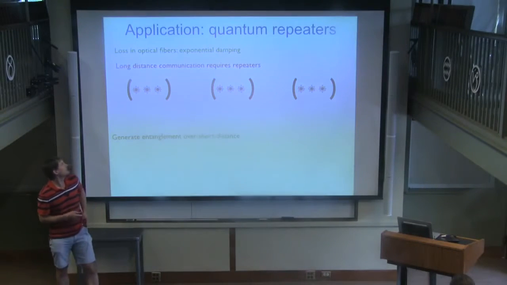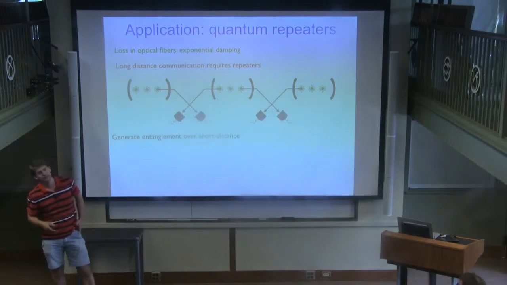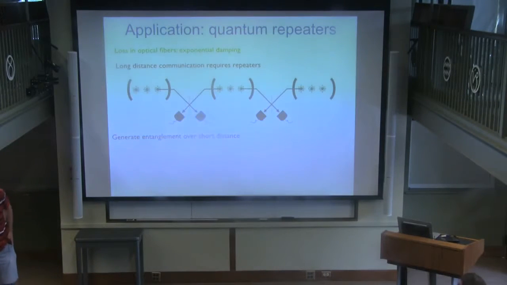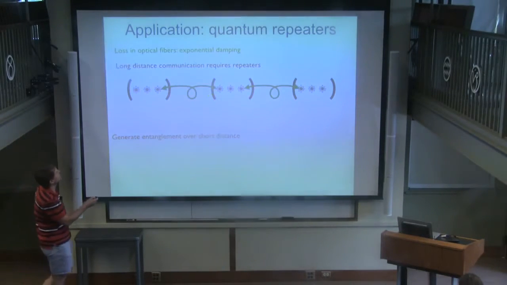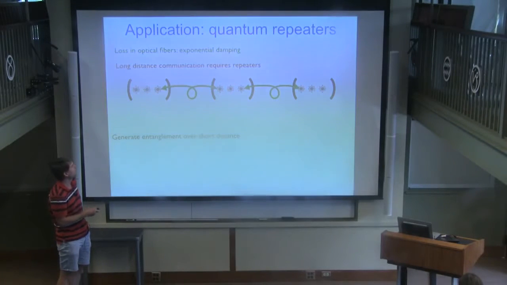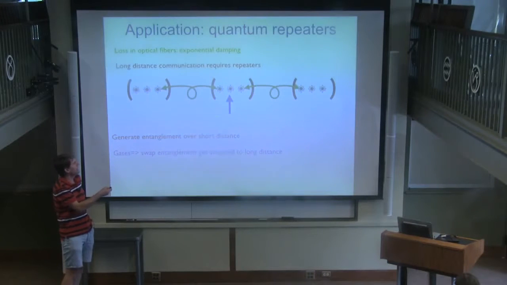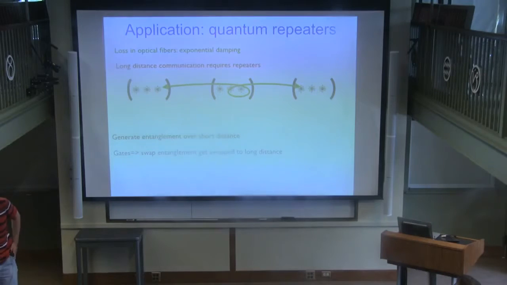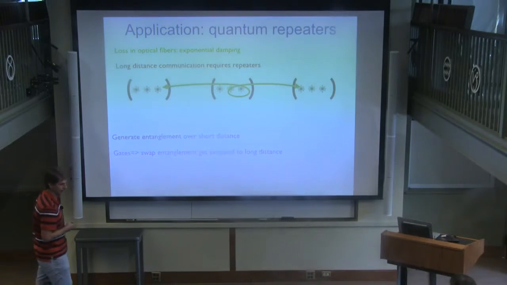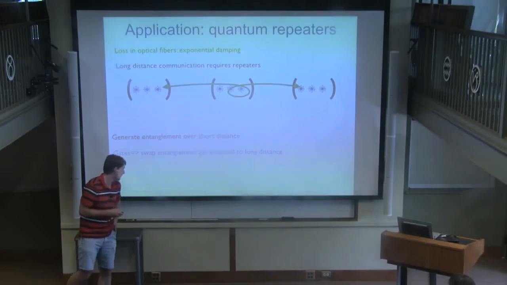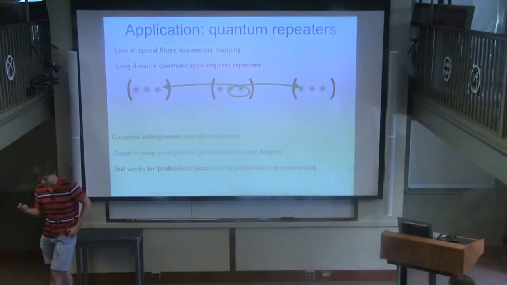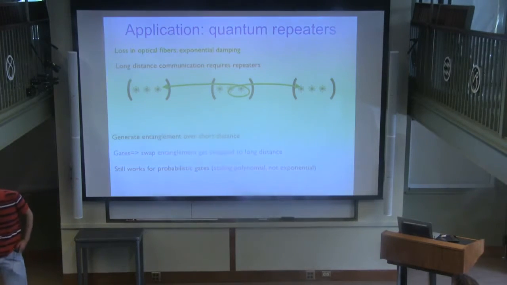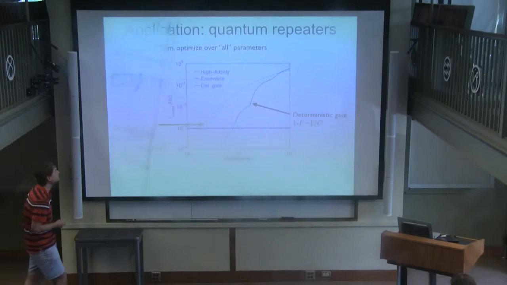So the idea in this quantum repeater is that one creates entanglement over short distances, and then one has these entangled using the protocol I discussed in the beginning. Then we use this atom here to make a gate between these, and thereby the entanglement gets swapped to larger distances. So now we just sat down and simulated a quantum repeater to see how well it performs. And the nice thing is we know that this still works even with probabilistic gates. So now it's just looking at what rate we get.